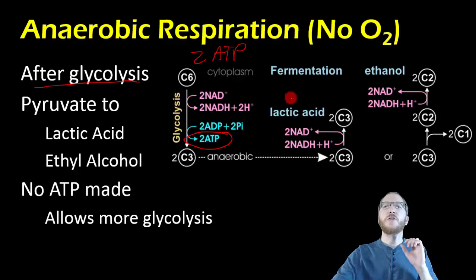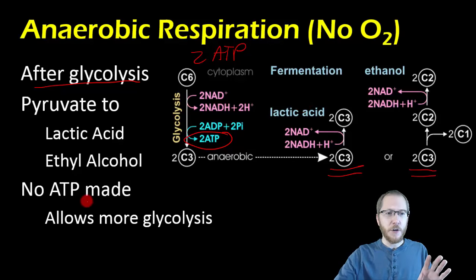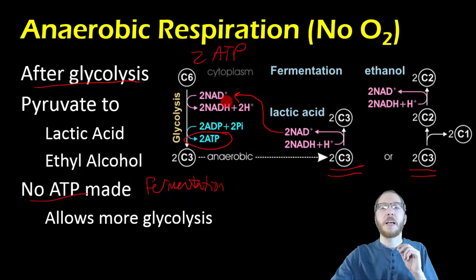And fermentation has 2 possible outcomes. The first is we convert this pyruvate that we produced with glycolysis to something called lactic acid or lactate. In the process of doing this, we don't get any ATP. No ATP is made during fermentation. But we do end up doing one critically beneficial thing. We convert our NADH back to NAD+, which allows glycolysis to continue to occur so we can keep getting those 2 ATP.